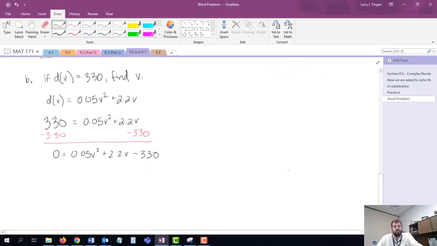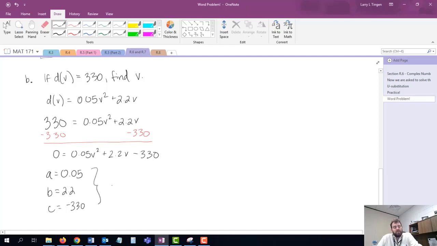And how do I solve it? Well, the leading coefficient's not 1. I could do some work here, but I think just use the quadratic equation. Just go ahead, bite the bullet. There are worse things in the world. I promise you will be fine when you get done with this. Let's again remember what our coefficients are. A here is 0.05, B is 2.2, and C is negative 330.